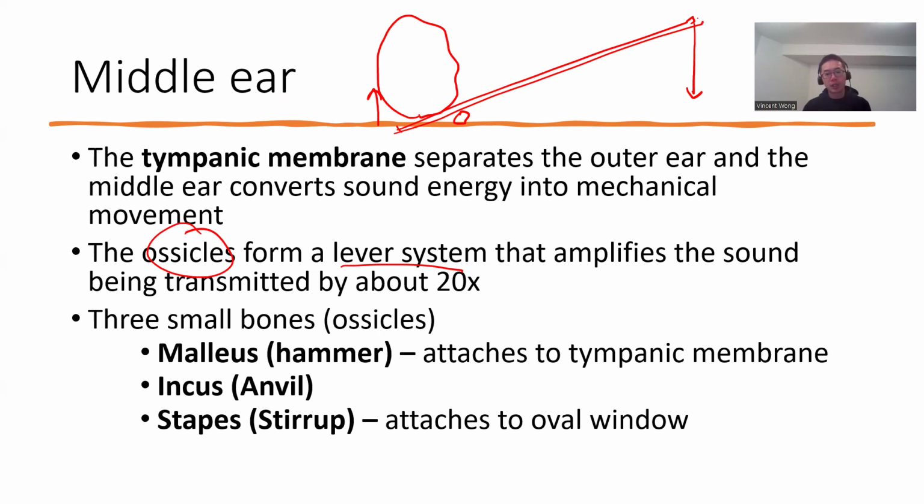So the three ossicles, starting from the most lateral, this is lateral, closest to the outside, right? And then this is medial. We have the malleus or the hammer, incus or anvil, and then stapes or the stirrup. The stirrup is attached to the oval window. That's the one that's pressing on the oval window, so you can transmit the movement into pressure changes inside the cochlea. And then we have the hammer, which is attached to the tympanic membrane.